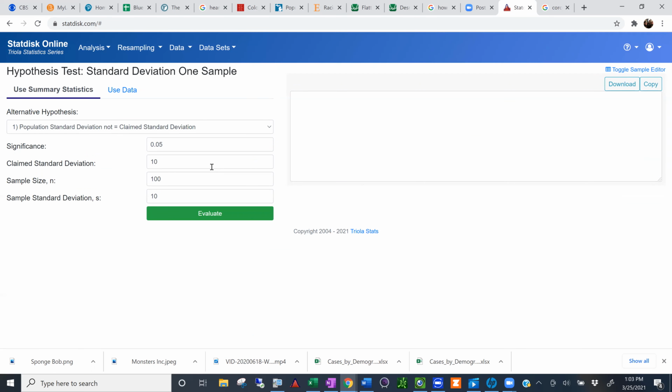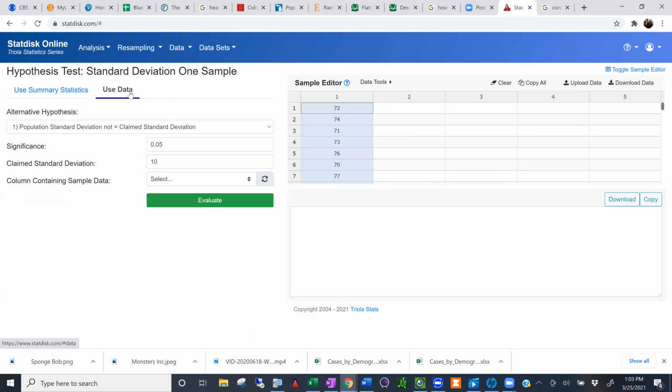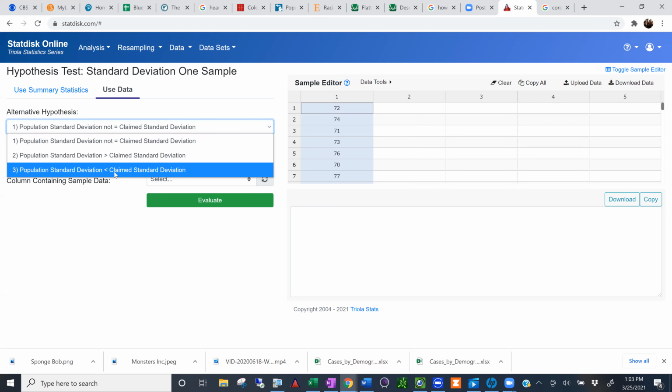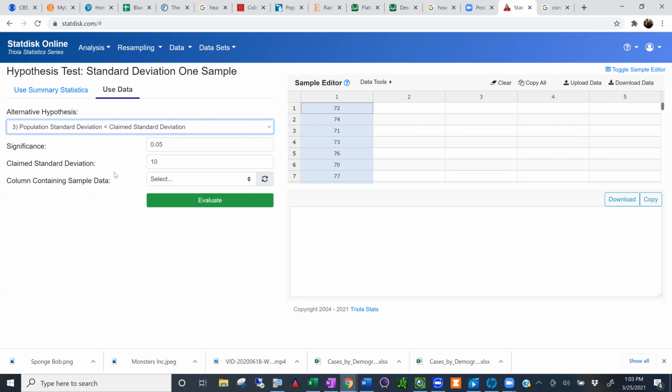We're good there? Before I start making changes here, there's one change I need to make up at the top. Does anyone know what that would be? Use data. Yeah, we're going to click use data so that we're using the data that we input rather than something else. Now, the alternative hypothesis is that our population standard deviation is less than 2.4, so it's less than the claimed amount. So I'll use that third one there.